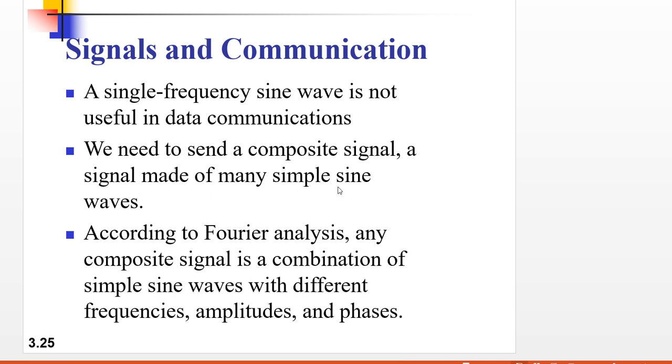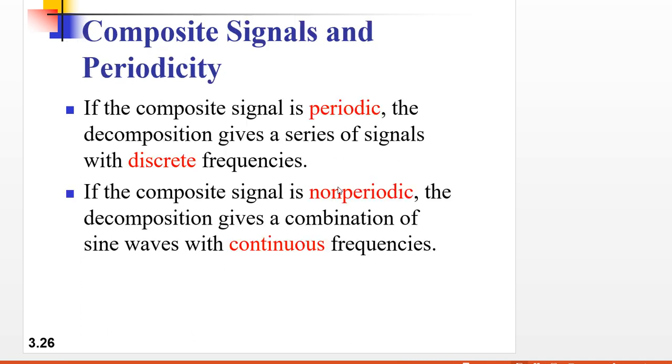Second point, we need to send a composite signal. What is a composite signal? It is a signal where one or many signals are composed together. Why does it have to be composite? Because one signal is the carrier and one signal is the information, so that becomes a composite. So in data communication we need to use a composite signal, a signal made up of many simple sine waves. According to Fourier analysis, any composite signal is a combination of simple sine waves with different frequencies, different amplitudes and different phases.